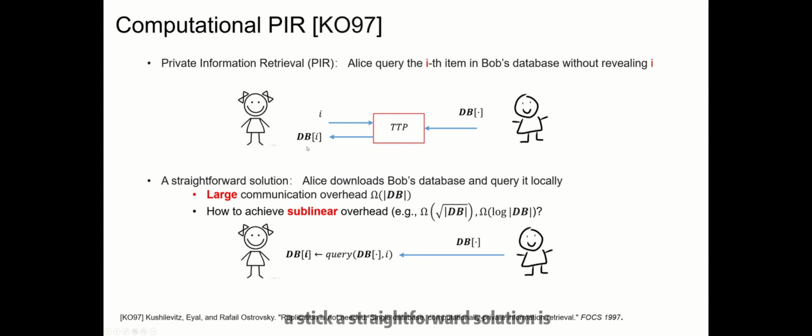A straightforward solution is that Alice just downloads Bob's entire database and queries the database locally, which definitely eliminates the risk of leaking the secret value i. However, the problem is that it incurs large communication overhead, which is proportional to the size of Bob's database. So is it possible to achieve a relatively small communication overhead while solving this problem?